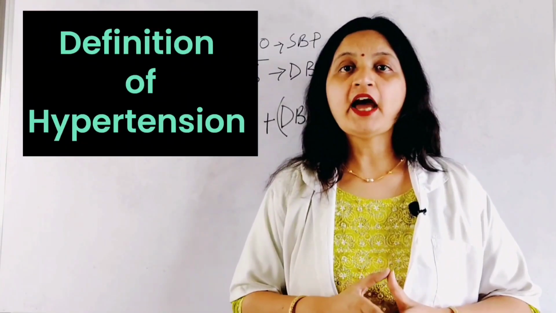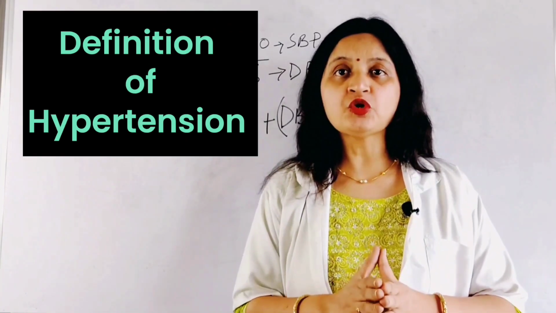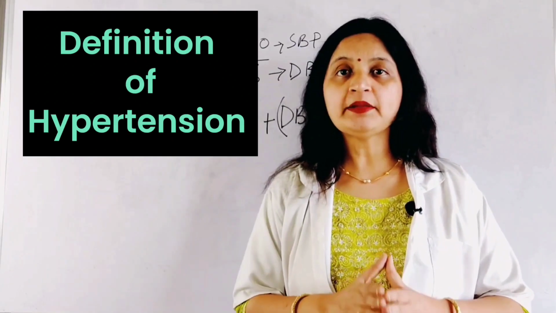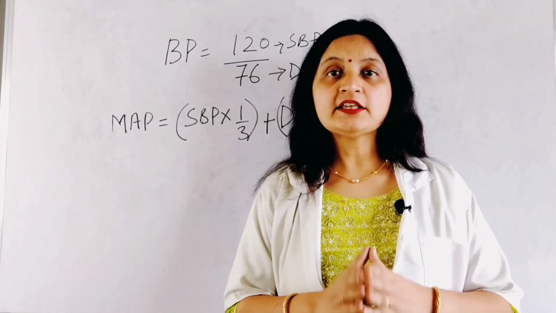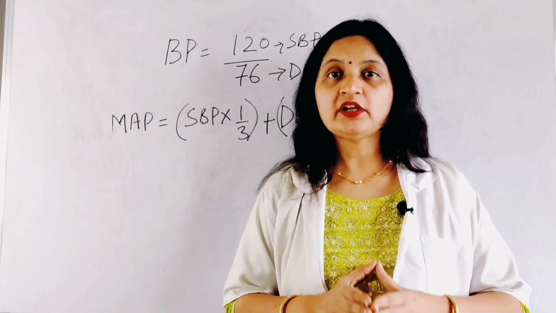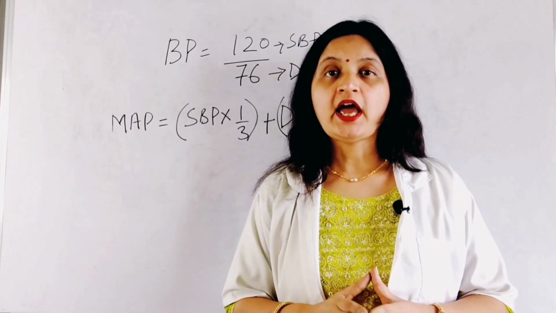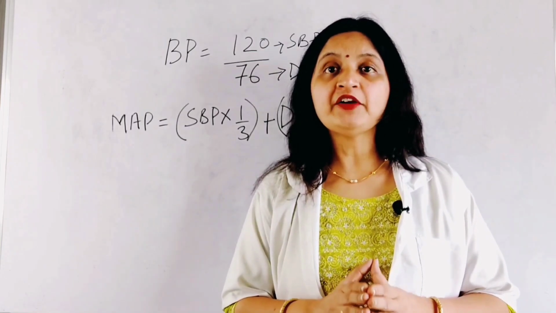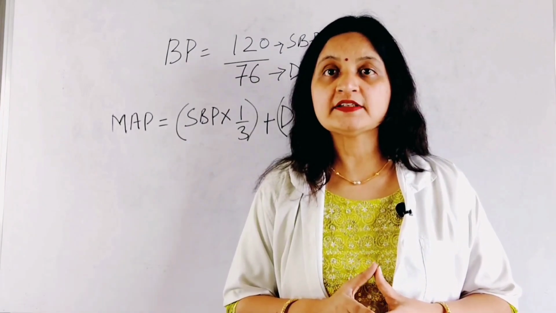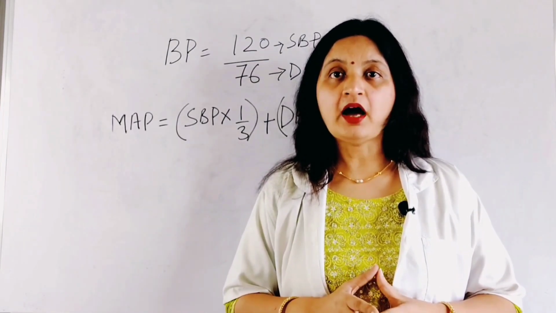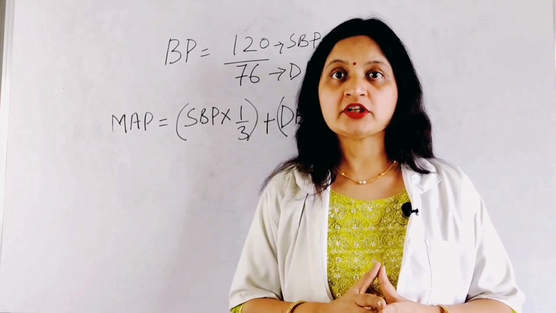How do we define hypertension? Hypertension is defined as elevated systolic blood pressure, diastolic blood pressure, or both. So what is systolic blood pressure and diastolic blood pressure? Systole refers to contraction, and during systole, the left ventricle contracts, ejecting blood systemically into the arteries, causing a sharp rise in arterial blood pressure. So this is known as systolic blood pressure.